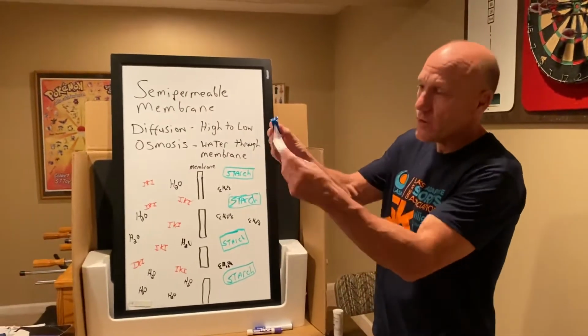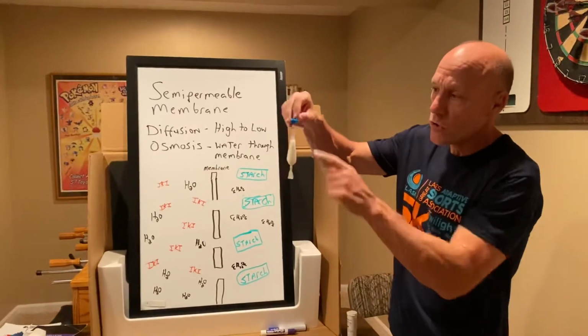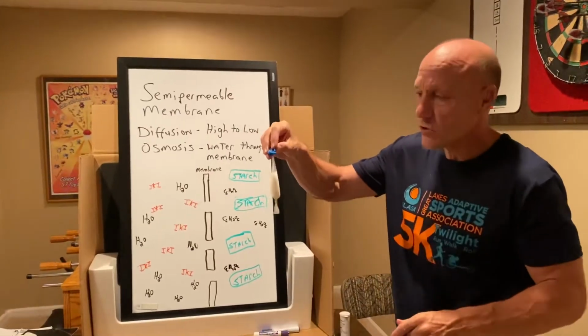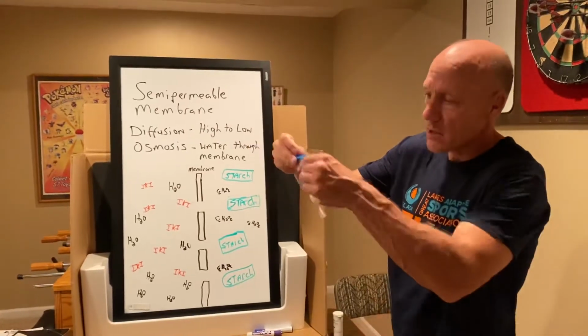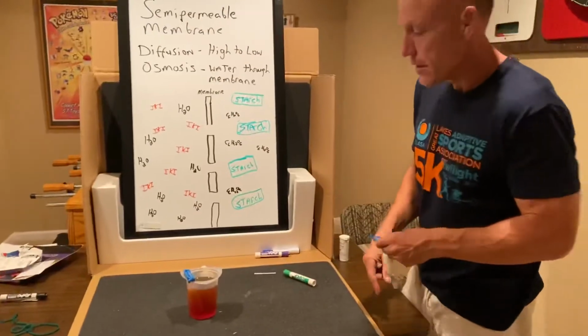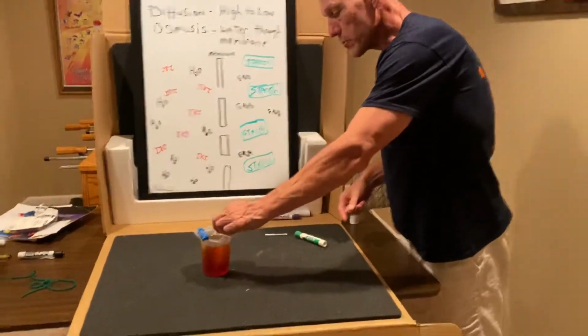What I have here is a dialysis tubing, little plastic tubing, and I filled it with cornstarch and glucose. I've clipped it off, and I'm going to stick it in this beaker of iodine, and we'll see what happens.